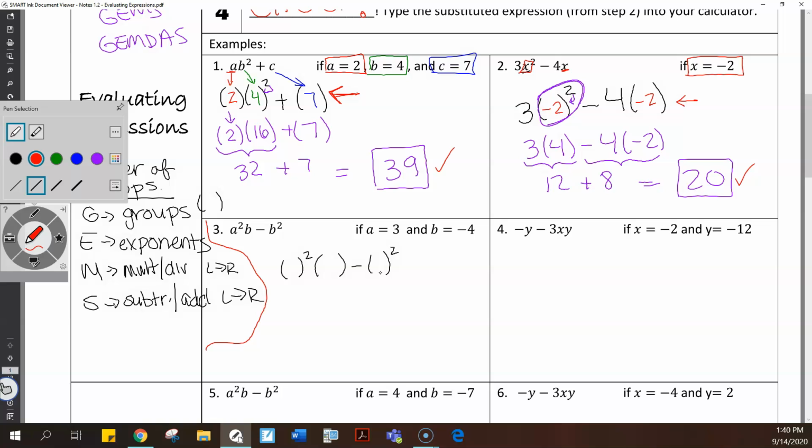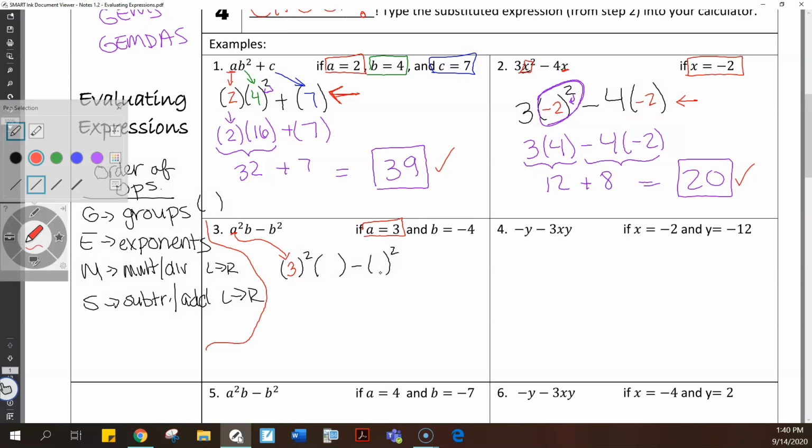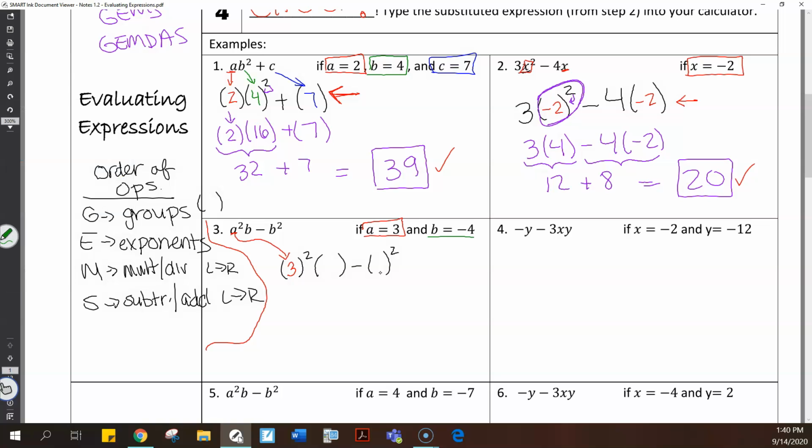Now I can start replacing. I know that a equals 3, so anywhere I see an a, I'm going to put a 3 in there. And I know that b is -4. I've taken out that b. I'm going to put in -4 wherever that b was. So this b was here, so I'm going to put -4. And this b was there, so I'm going to put -4. Okay. This is where signs can start to get complicated, which is why I like to use the parentheses.